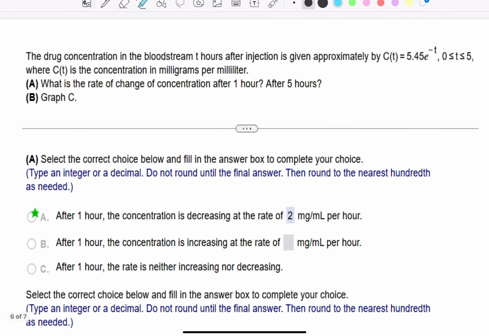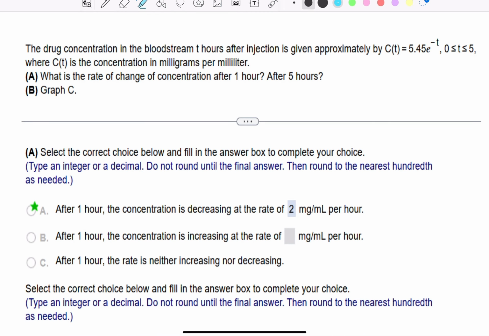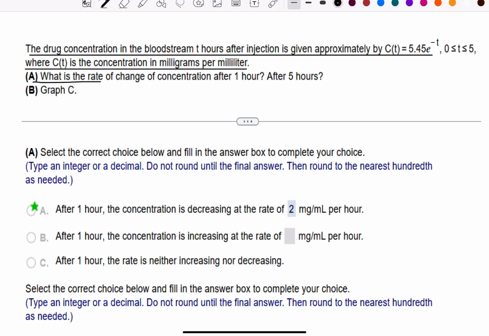I like word problems because that brings all your learning to sense. The drug concentration in the bloodstream t hours after injection is given approximately by C(t) = 5.45 e to the power negative t, where C(t) is the concentration in milligrams per milliliter. Okay? Now they're asking me the first question: what is the rate of change of the concentration after 1 hour, after 5 hours? The moment you see the word rate, you should know that's a derivative.